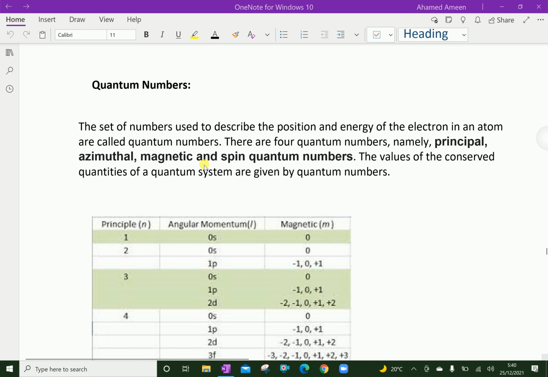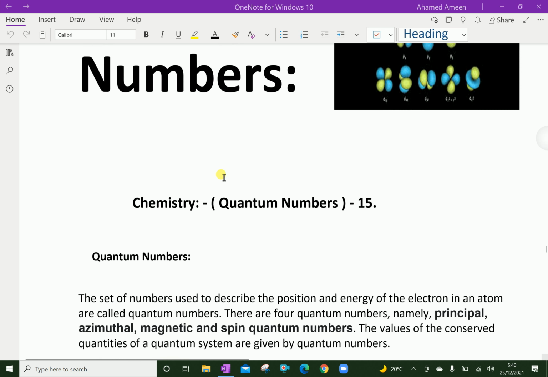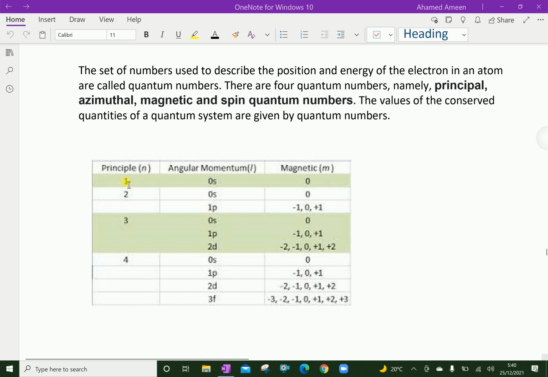The main energy level can be divided into sublevels. These sublevels are represented by angular momentum quantum numbers L. Here we have the principal quantum number n, angular momentum L, and magnetic number M. That is the angular momentum quantum number L. This quantum number indicates the shape or type of orbital that corresponds to a particular sublevel. Here, chemists use a letter code for this quantum number.